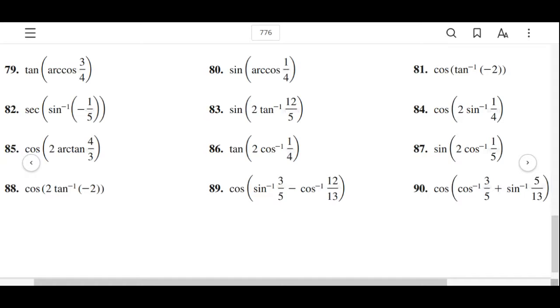All right, very nice. Okay. So let's see. Do you want me to work it out? Anybody else? Eric, you want me to work it out? Maya, you got it? Yes, please. Okay. So 3/5 and 5/13. Can you read me the problem again? Sure, it's cosine of cosine inverse of 3/5 plus sine inverse of 5/13.